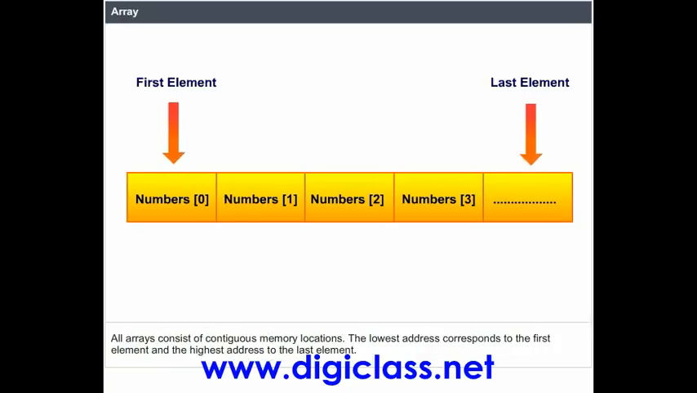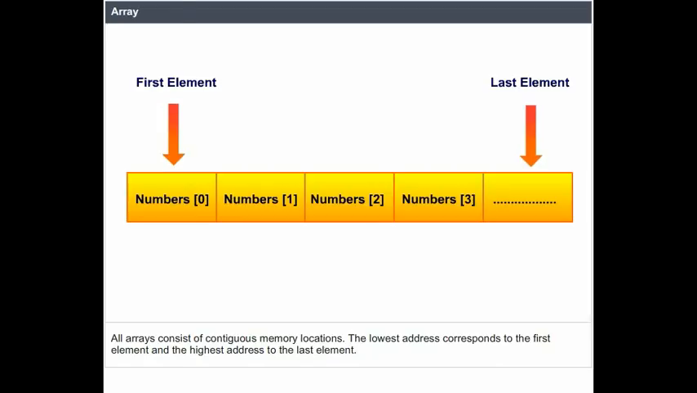All arrays consist of contiguous memory locations. The lowest address corresponds to the first element and the highest address to the last element.